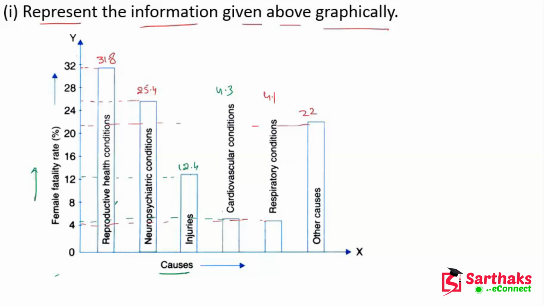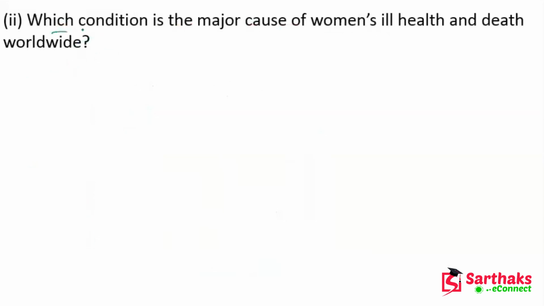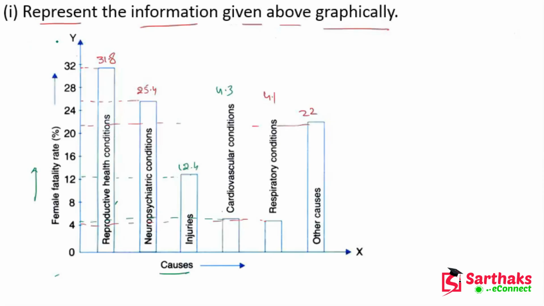Understand? Now the second part: which condition is the major cause of women's ill health and death worldwide? Here you can observe that the reproductive health condition is the major cause. This bar is the highest. So we can say reproductive health condition is the major cause of women's ill health and death worldwide, as 31.8% of women are affected by it.